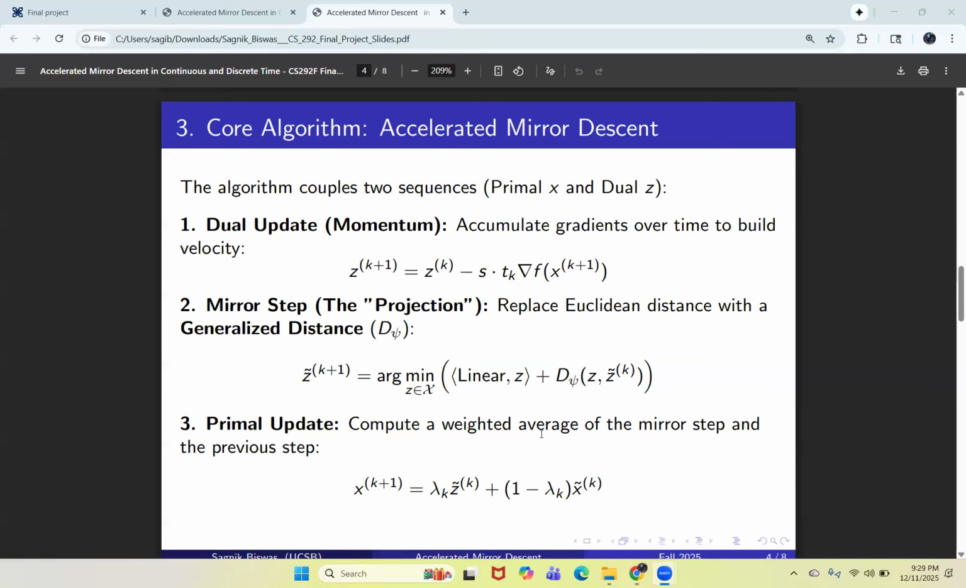And then there's the mirror step. And this is by far the most important step in this whole process. Instead of just doing a standard projection, we solve a minimization problem using a generalized distance denoted here as d sub phi. And this allows us to take larger steps that actually respect the geometry of our problem, the geometry of our constraints, if you will. And then we have our last step, which is the primal update, where we compute the new position x as a weighted average of this mirror step and the previous position.